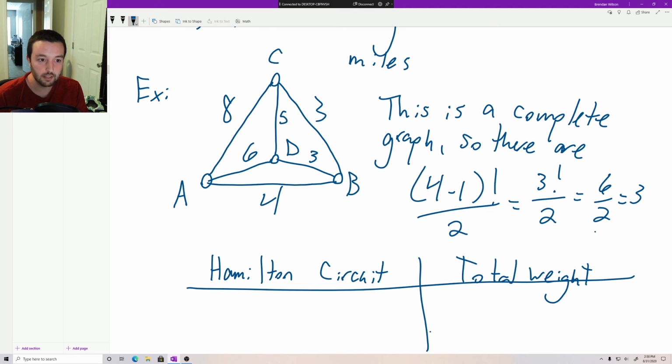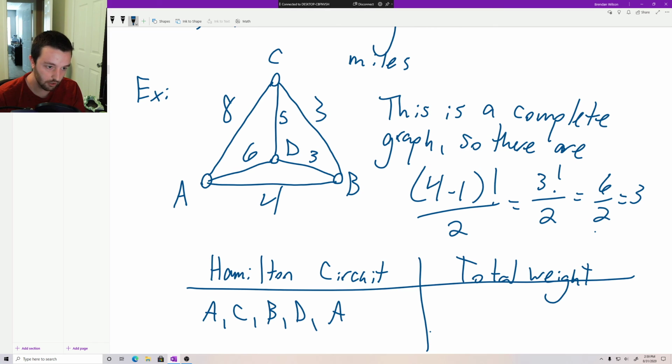So the easy one is where we just go along the outside, right? We could do A, B, sorry, I meant A, C, B, D, back to A. Okay, so that would be one Hamilton circuit. We're using every vertex one time.